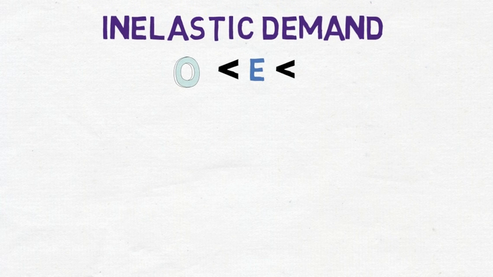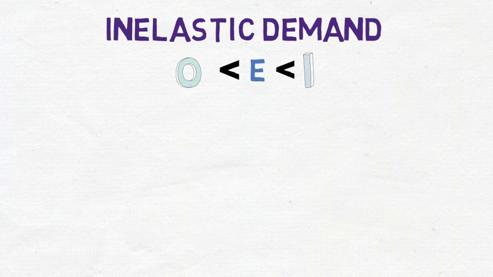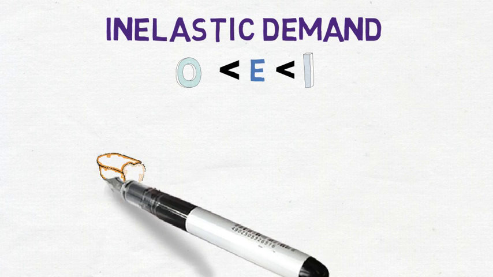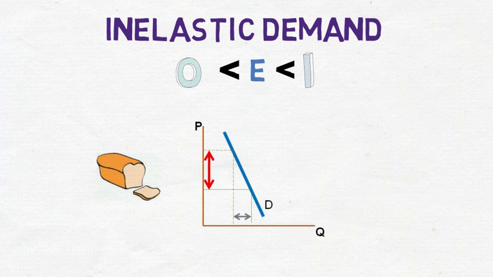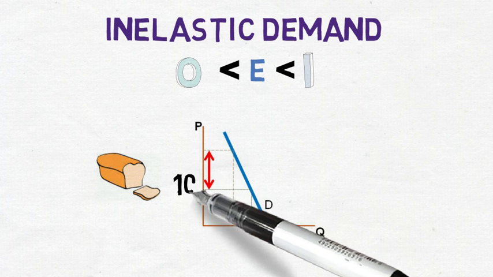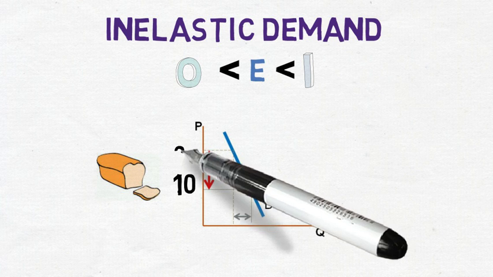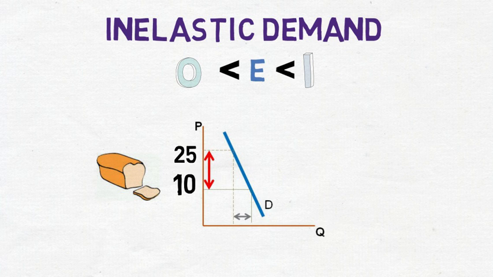Inelastic demand indicates that the quantity demanded will respond to price changes. The elasticity coefficient in this case is greater than 0 but less than 1. Note that the percentage change in quantity demanded will be less than the percentage change in price. If the price of bread increases, let's say from 10 Rand to 25 Rand, the quantity demanded for bread will decrease from 5 units to 3 units. We can say that consumers are relatively insensitive to price changes.